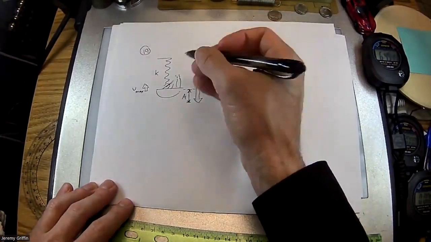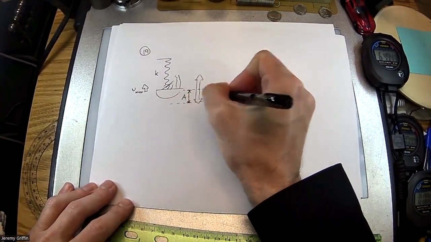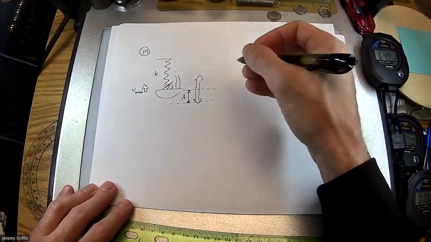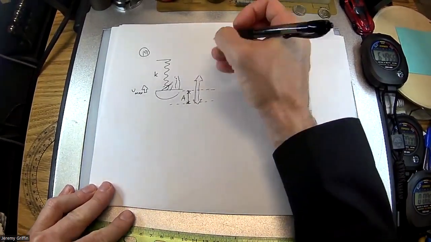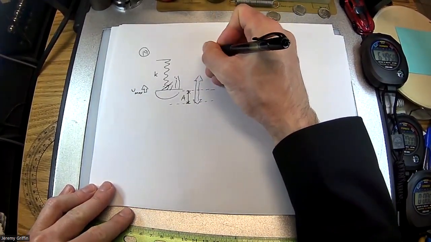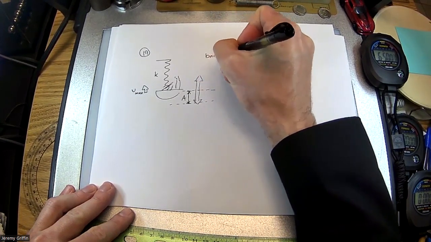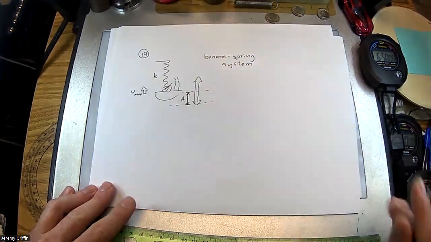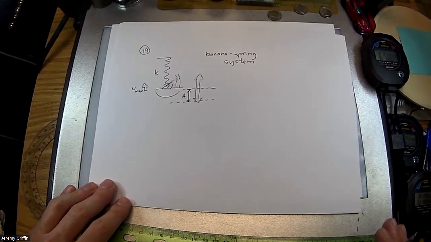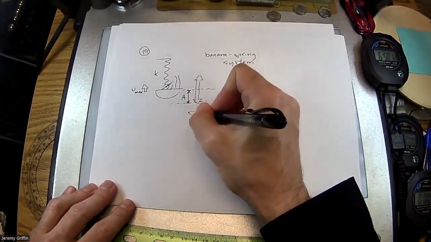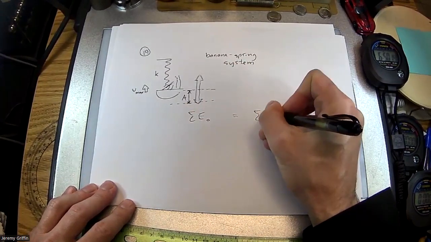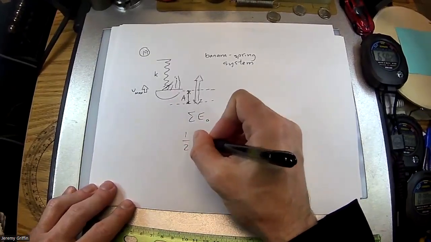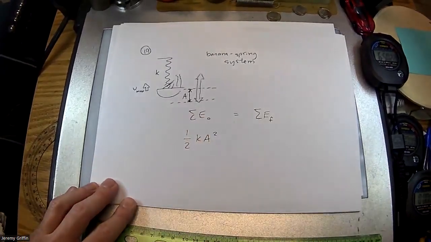So maybe I could do a conservation of energy, I'm thinking, and just ignore Earth as part of the system. So I could call this the banana-spring system. I'm just going to leave the Earth out, so I'm not even going to consider gravitational potential energy. So I might do sum of energy initial equals sum of energy final. At some point the spring has maximum stretch. That's 1/2 kA squared.